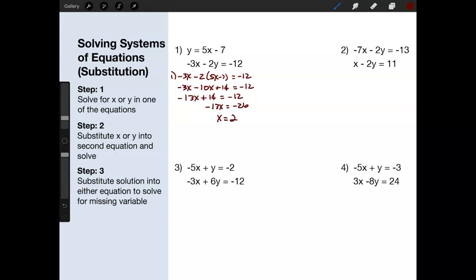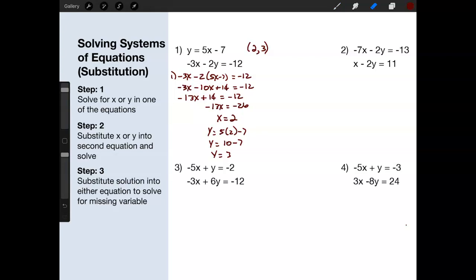Now we can substitute that 2 into the first equation of y equals 5x minus 7. We could use either equation. I just chose this one. So we can write y equals 5 times 2 minus 7. Y equals 10 minus 7. Y is equal to 3. So the solution here for these two equations is x equals 2 and y equals 3.